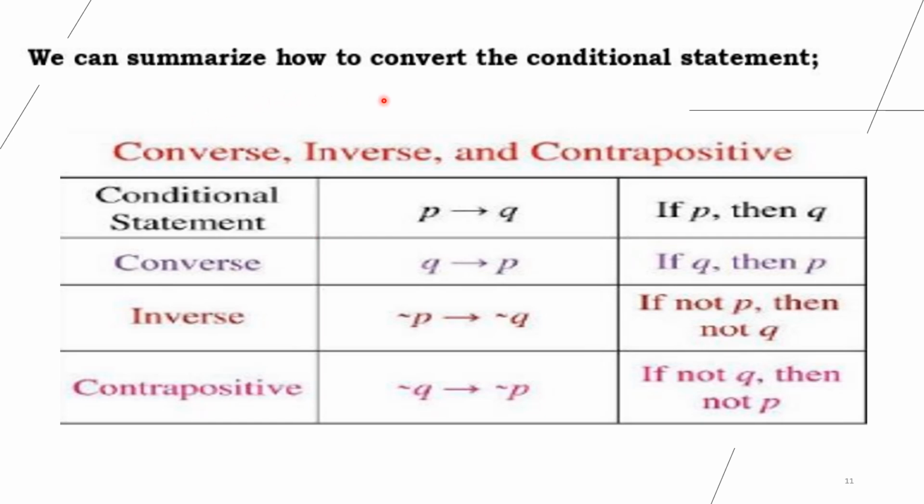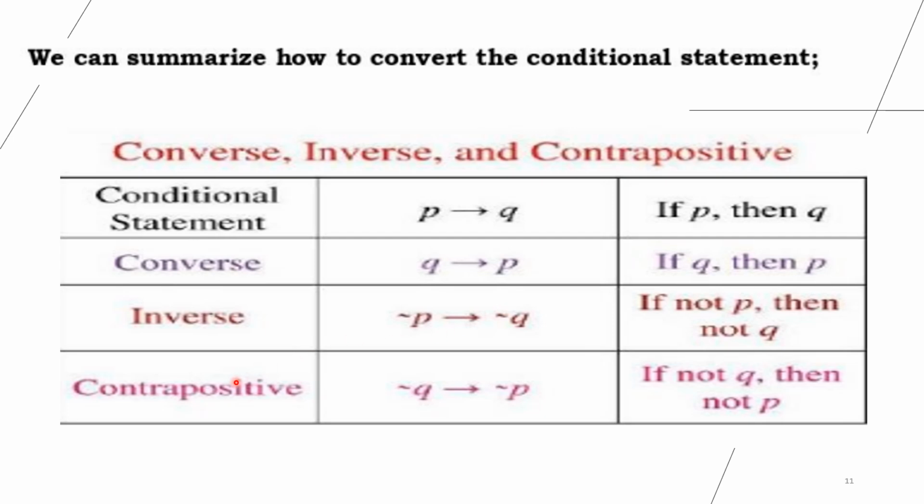Now we can summarize how to convert the conditional statement like this. For a conditional statement, hypothesis to conclusion, if P then Q. Converse, then we have Q → P, or if Q, then P. Okay, for inverse, if P → Q, if not P, then not Q. So we have the symbol here, not P → not Q. So we try to rewrite the conditional statement into a negative one.